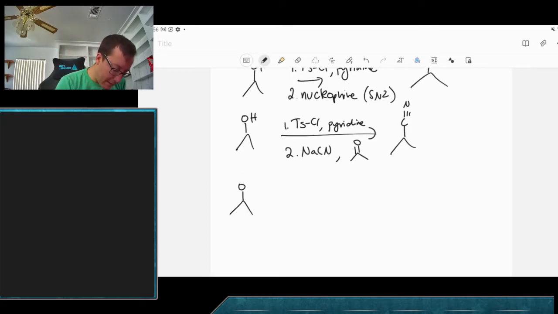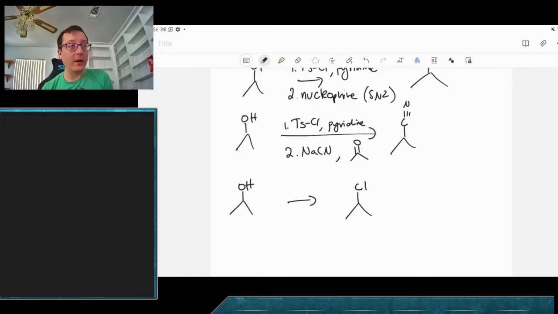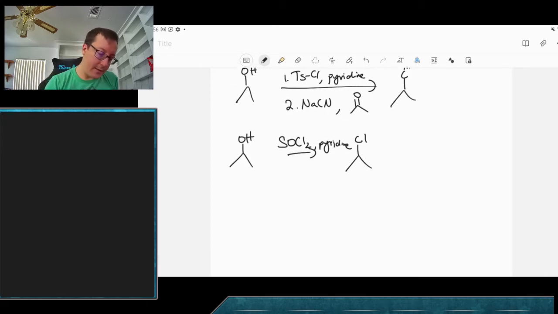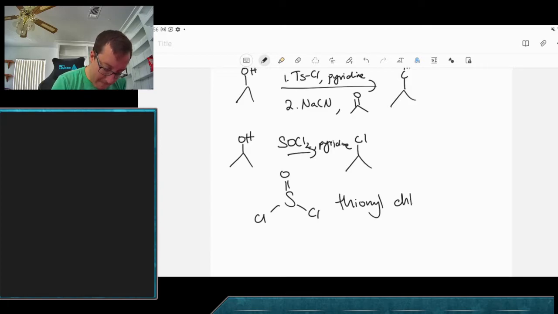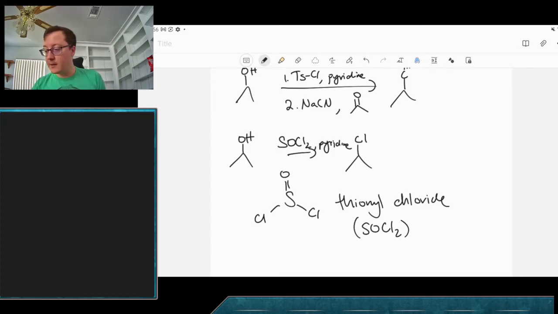And we're going to see that we can convert it directly to a chlorine by using thionyl chloride and pyridine. Pyridine is just going to be there to help get rid of the extra chloride at the end. So we do need a base here. Thionyl chloride is this guy, which is SOCl2. It's used to turn alcohols into chlorides.